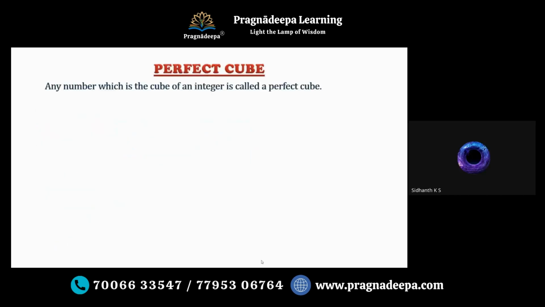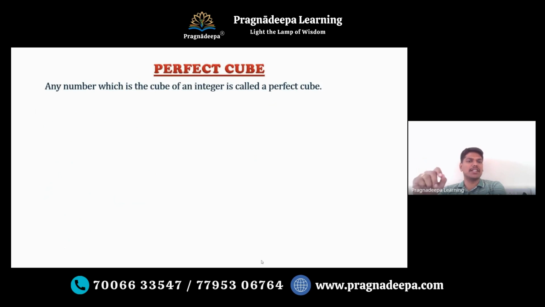Yes, sir. Okay. Now what is a perfect cube then? Any number which is a cube of an integer is called a perfect cube. Correct? Same as the perfect square pattern. Which is the first perfect cube that we know? 1. The second perfect cube is 8. The third perfect cube is 27. Correct? For example, 2 cube is 8.